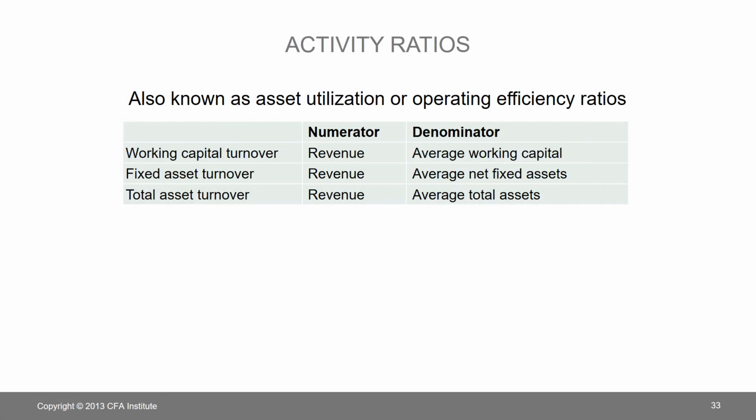And here I'm going to introduce you to three activity ratios. First one is working capital turnover, and this one is calculated by dividing the revenue by the average working capital. The second one is the fixed asset turnover, which is revenue divided by average net fixed assets. And the third and last one is the total asset turnover, which is revenue divided by average total assets.